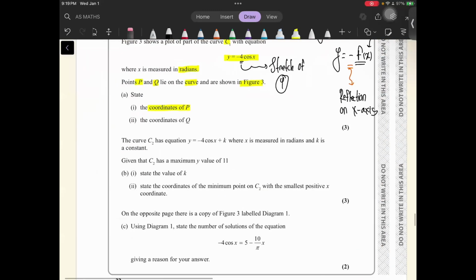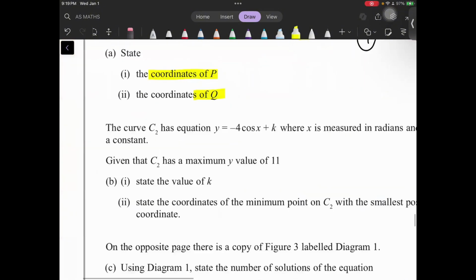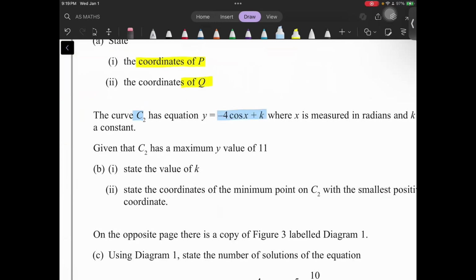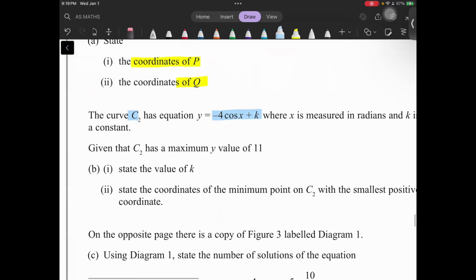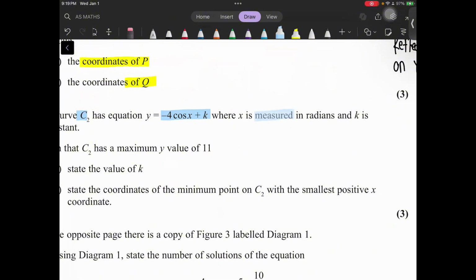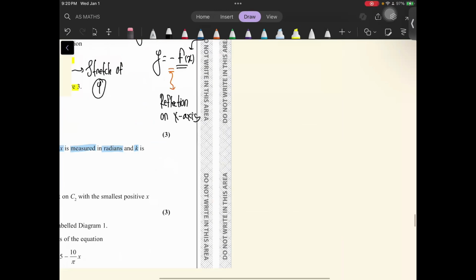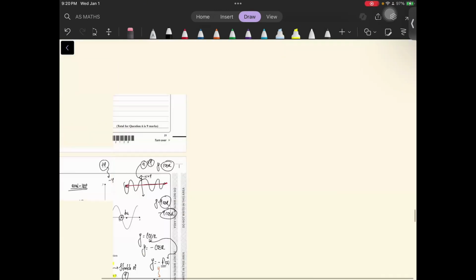Then it said to find the coordinates of Q. Okay, done. It said that the curve C2 has the equation y equals minus 4x minus 4 cos x plus k, where x is measured in radians and k is a constant, right? Given that C2 has a maximum y value of 11, what is the value of k?